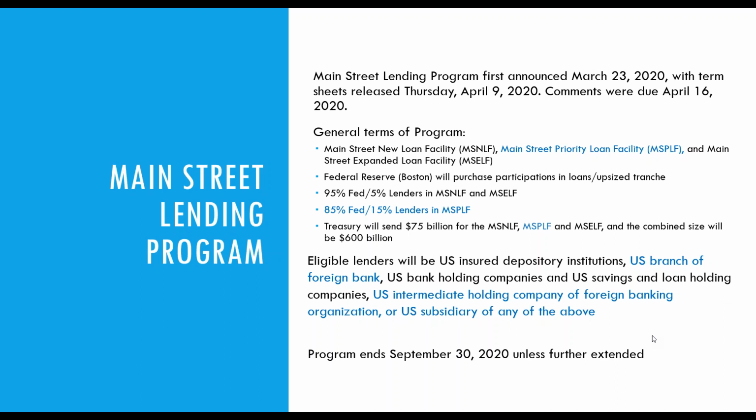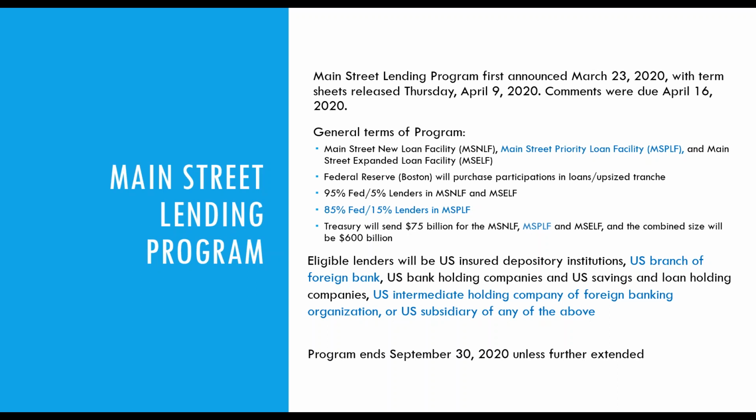So this basically talks about the general terms of the Main Street lending program. They've got these 3 facilities. It's a situation where people borrow money from a bank. The bank turns around and lays off some of that risk to the Fed, and the Fed's going to take on that risk through a special purpose vehicle.